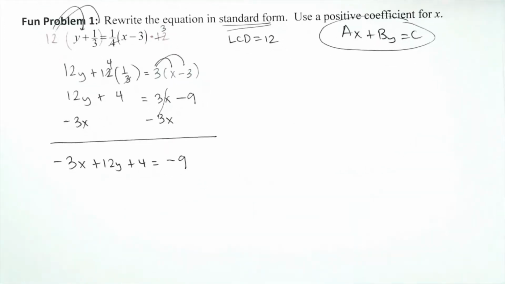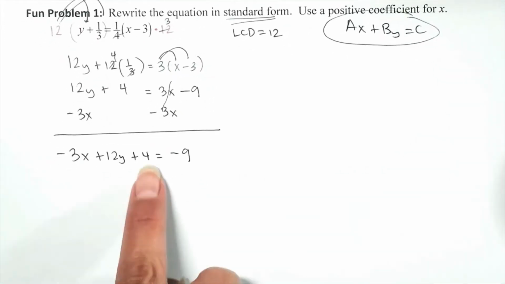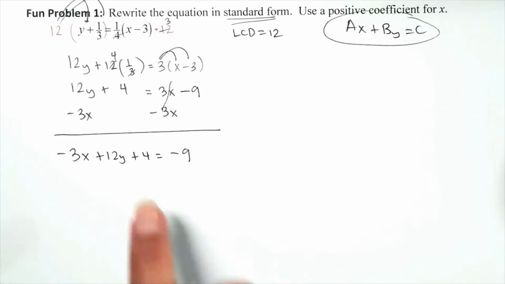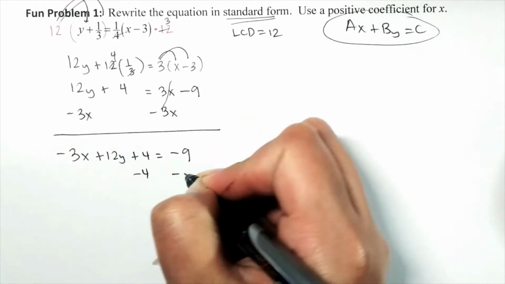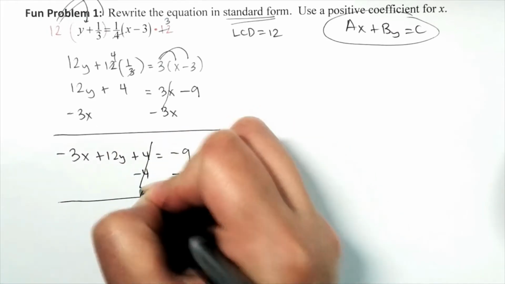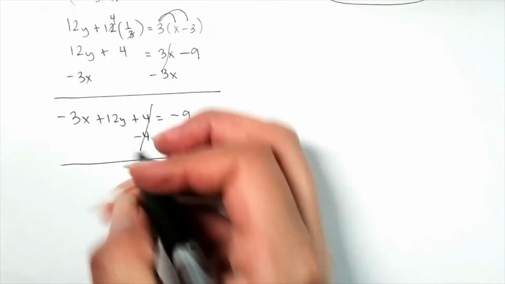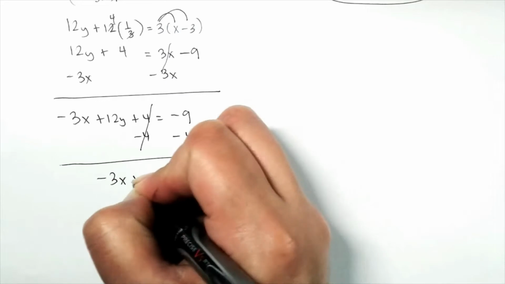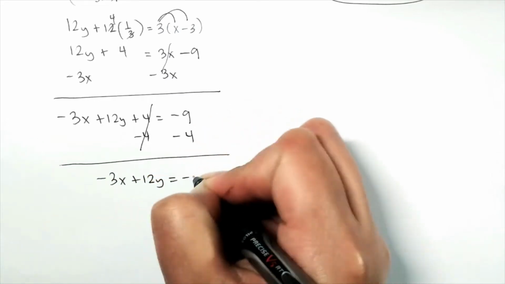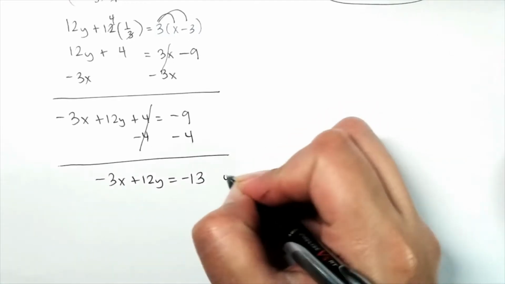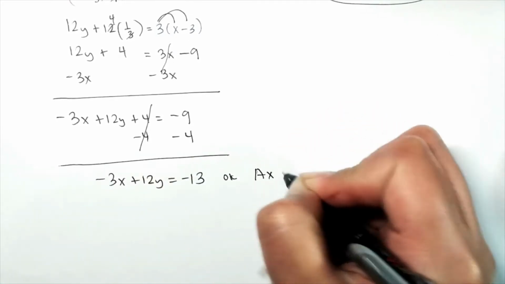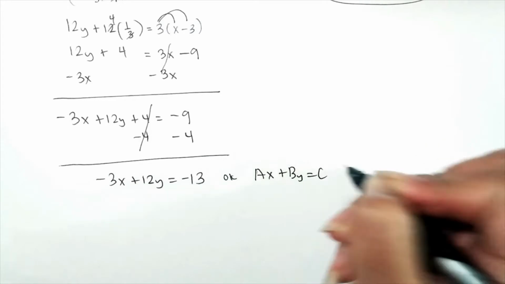Fantastic. Now we want to isolate those variable terms. So if you're not with the variable, you gotta go. To undo the addition, same speech. Let's subtract it from both sides. And then that will leave us with -3x plus 12y is equal to -13. Under normal circumstances, this will be okay. Why? Because it is in standard form.